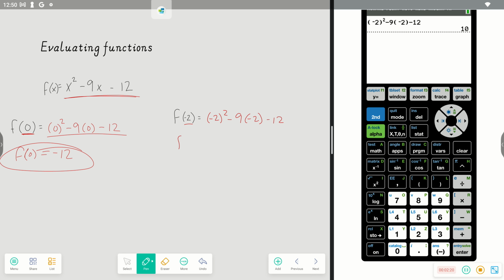So f of negative 2 equals 12, or 10, sorry. I don't know if I said 10. F of negative 2 is 10. So that would be our answer.